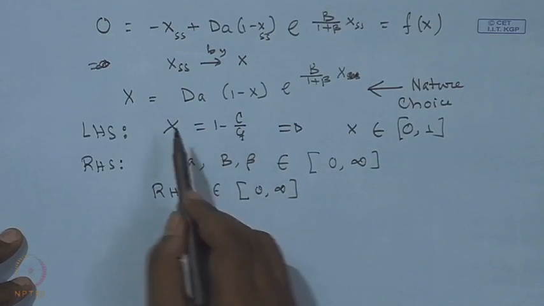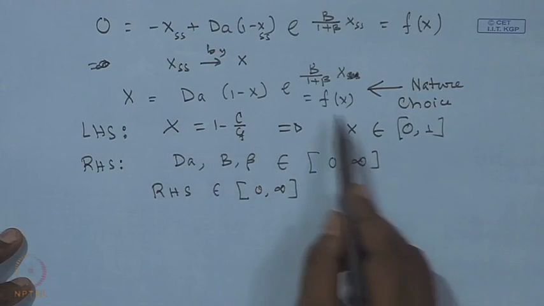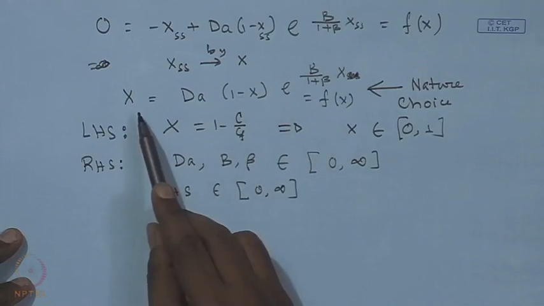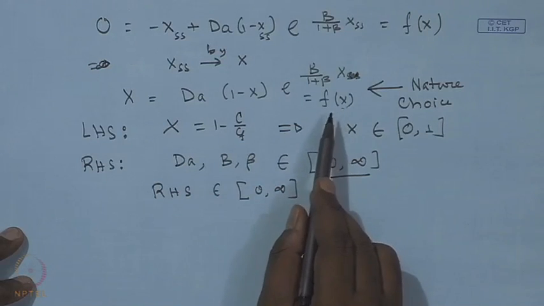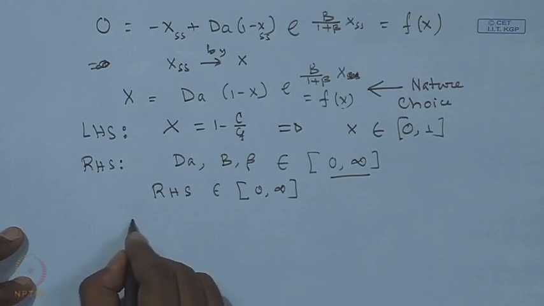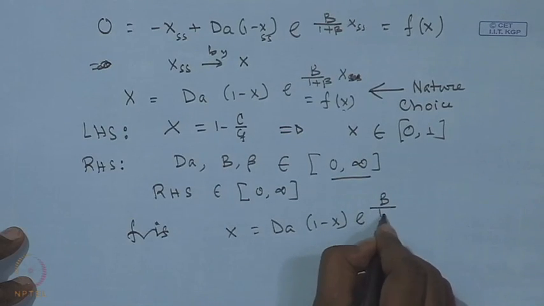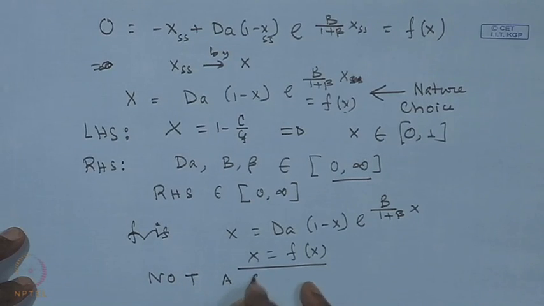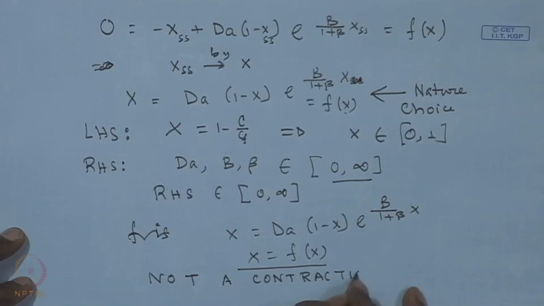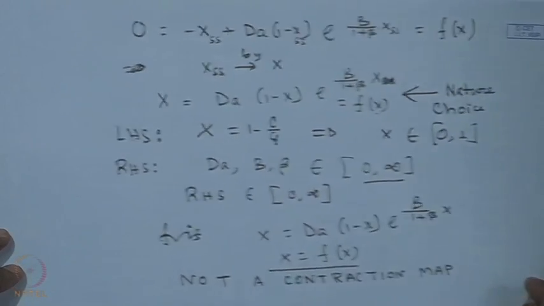So, if we write x is equal to f of x, with x belonging to the domain 0 to 1, where f is a map, it takes a value in the x domain and operates on it, but it returns a value in the 0 to infinity domain. So the way we have written x is equal to f of x from this equation is not proper. f is not a contraction map in this case, because the domain of the left hand side does not match the domain on the right hand side. So, we have to rewrite this equation from the starting point once again.